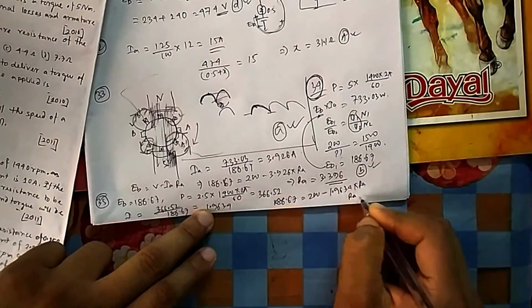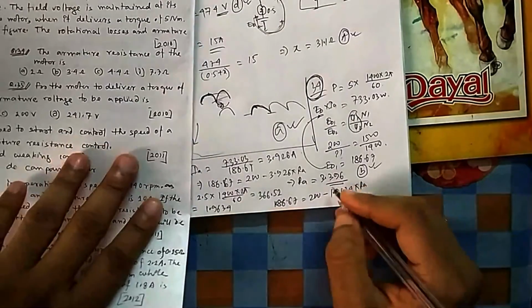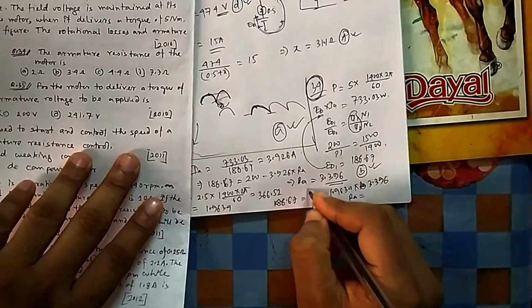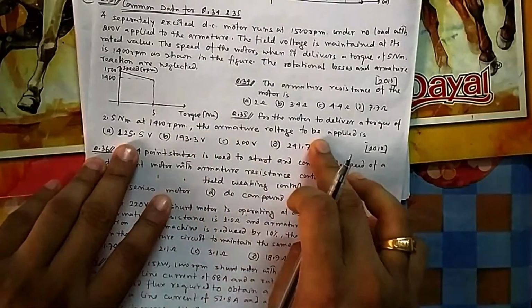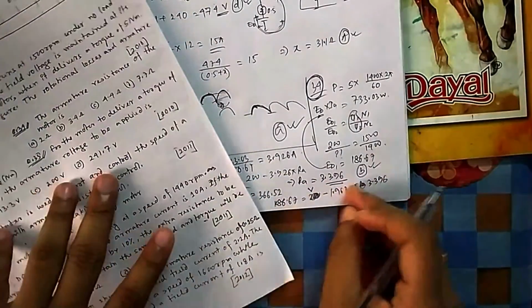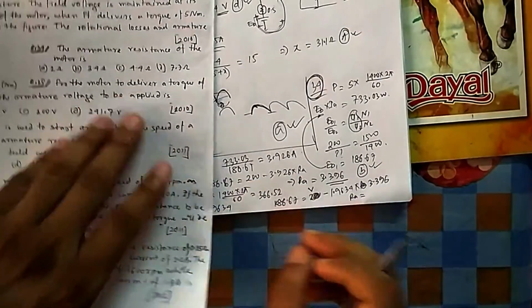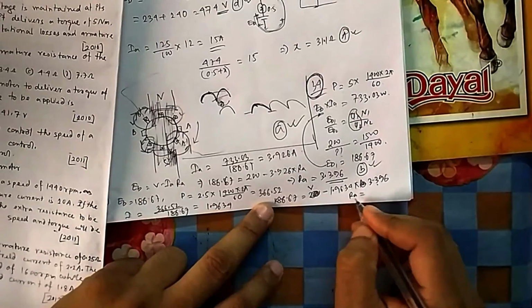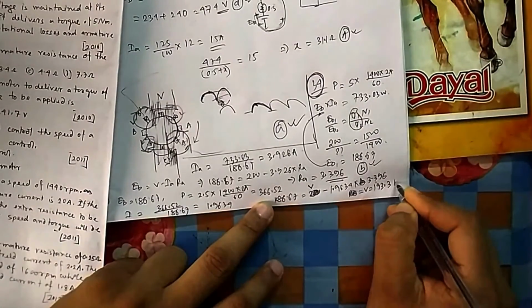RA we have already calculated, that is 3.396. Here it is not 200 actually. What is the voltage they have asked? For the motor to deliver the torque, the armature voltage. You can also fix the voltage and change the armature resistance. I thought the voltage is fixed and they changed the resistance to get this torque, but here they have changed the voltage. So RA is fixed, so what will be the voltage? If you calculate, it will be 193.3. That is your option B.